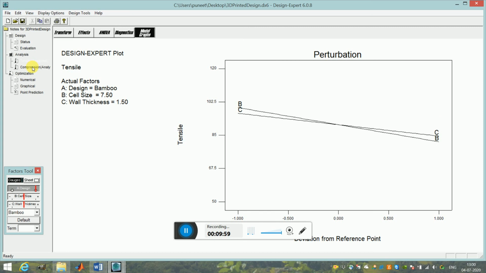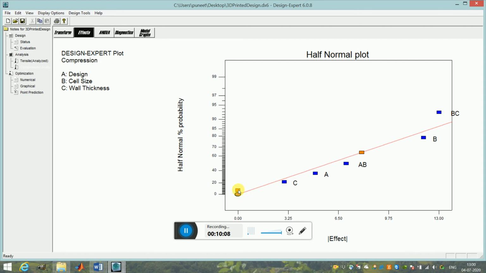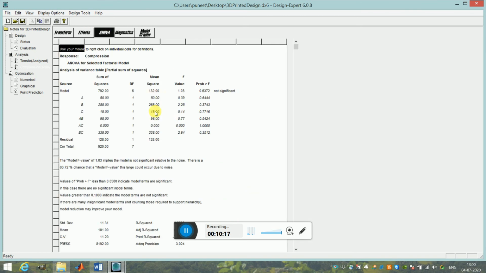The same analysis we have to do for compression testing. Again, go to transform. You have to follow the sequence. Go to effects. In effects, again you select everything except ABC. ABC should not be selected, and then you press ANOVA. Analysis of variance is done. Here you will get the factors that are significant in this compression test.